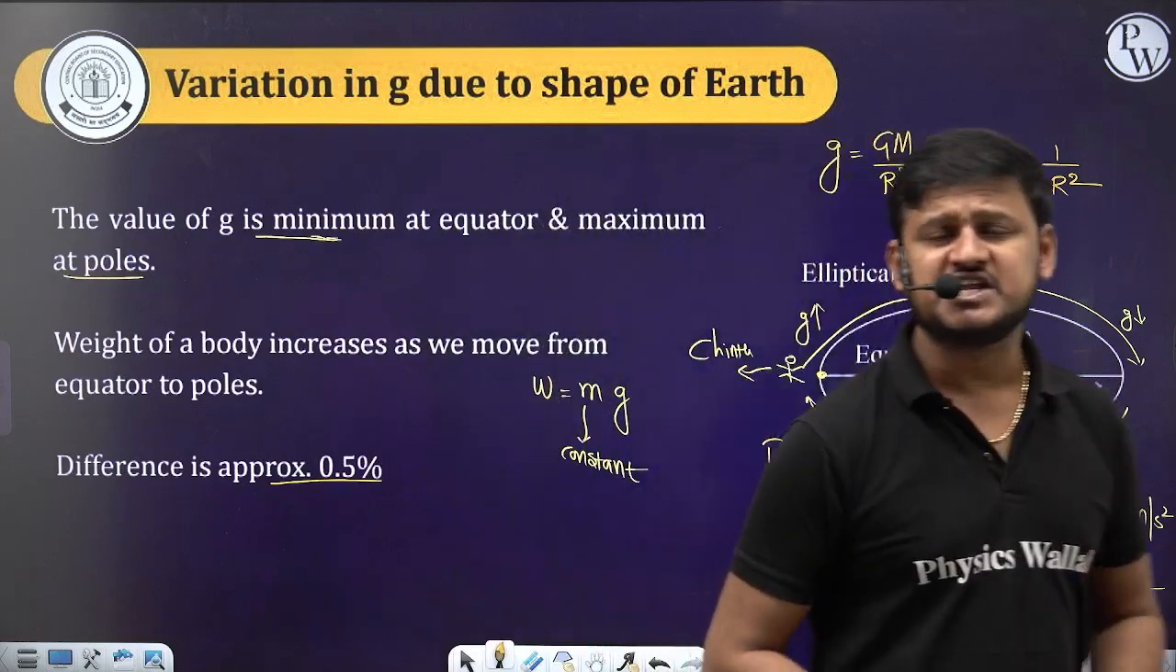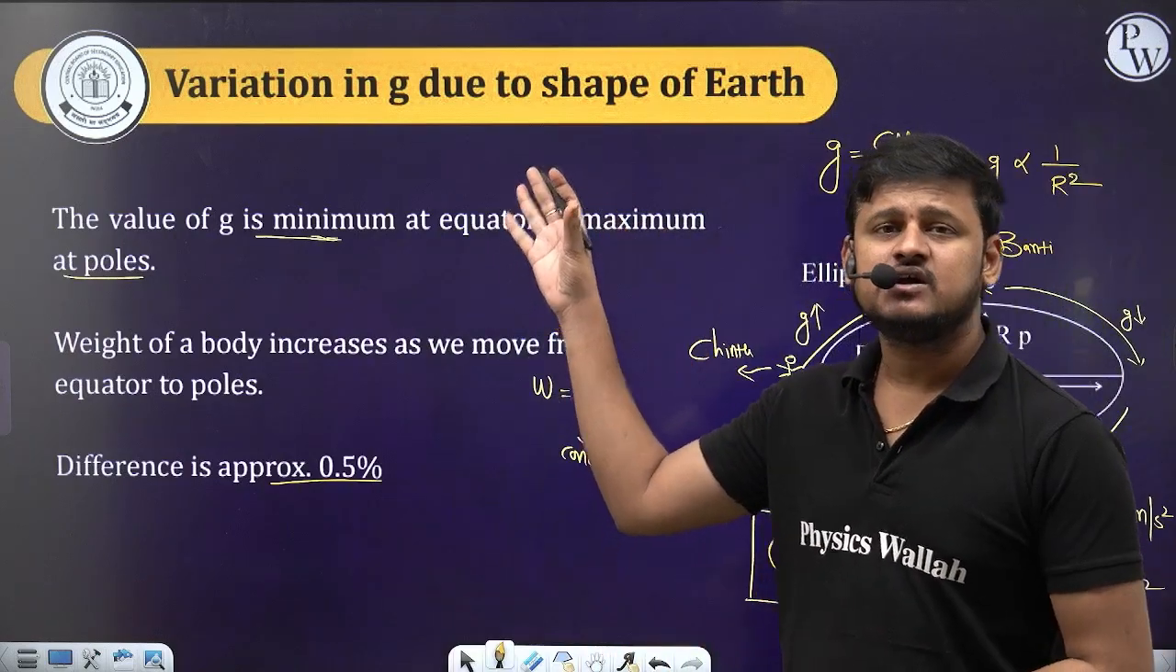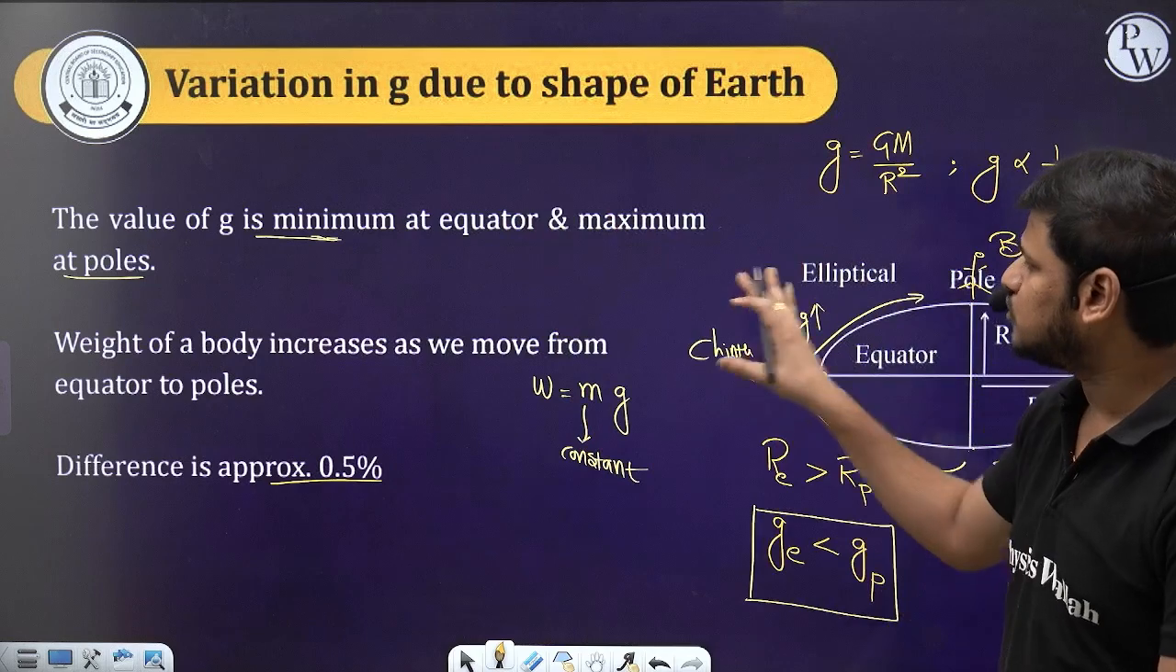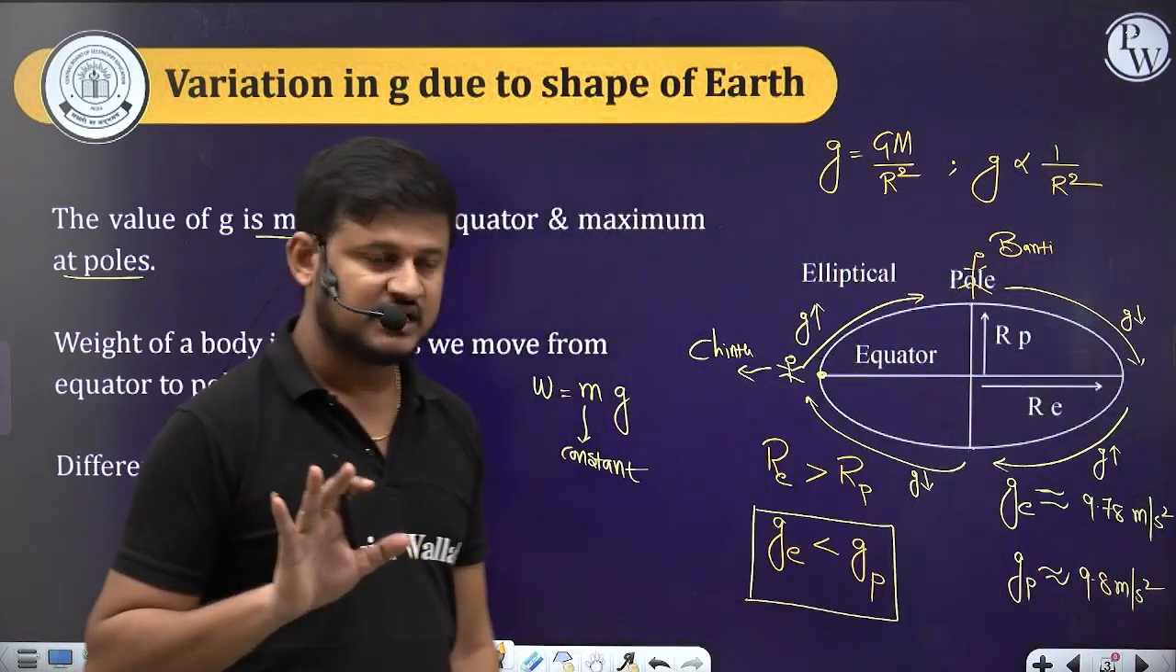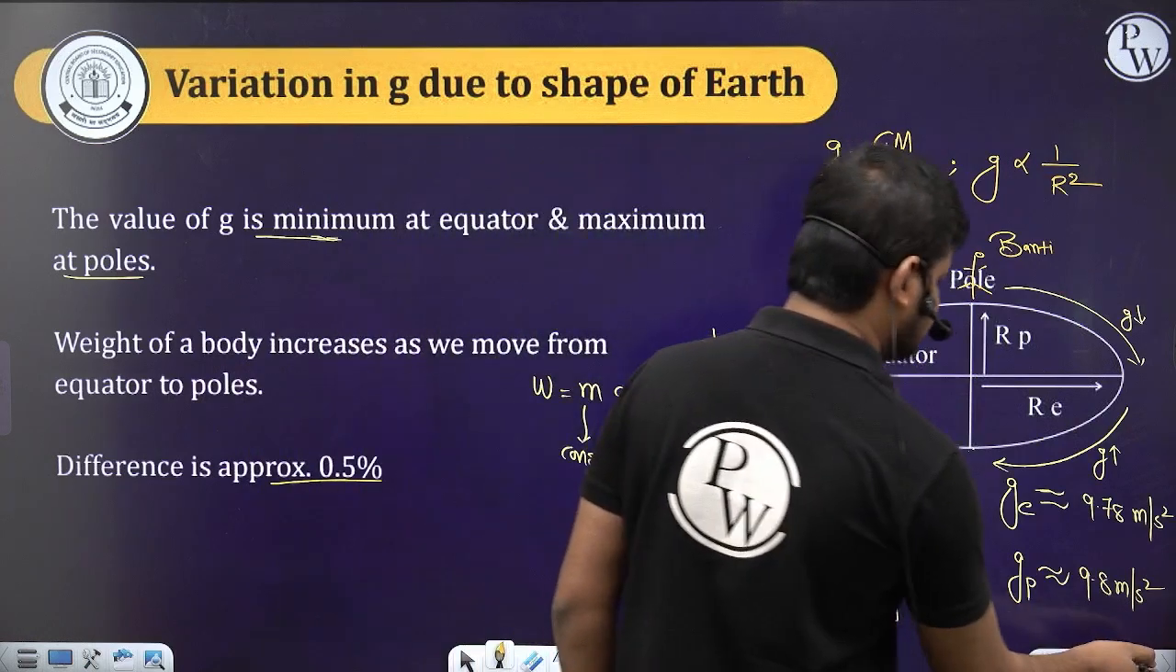So this is the variation of acceleration due to gravity due to the shape of the earth. So no calculations, just the logic, theory based. Done? Clear guys? So let's move further.